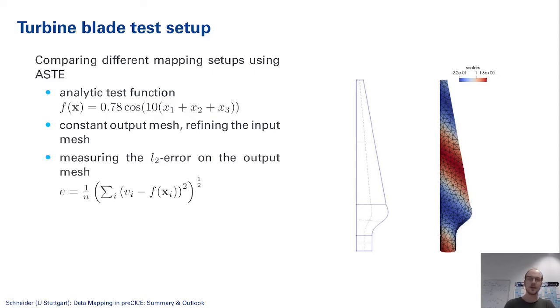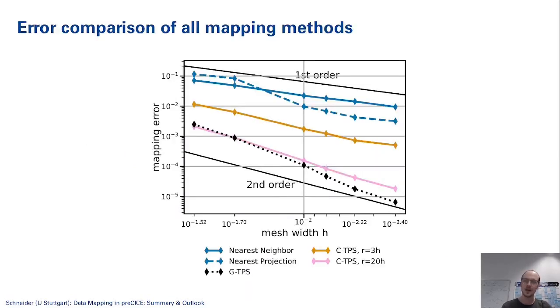In order to compare, for example, accuracy, we then fixed the output mesh and refined the input mesh more and more. And then we measured the error on the output mesh. But we also compared things like the performance, the memory consumption, and the timings of our mapping methods. First of all, let's take a look at the error measures of our mapping methods.